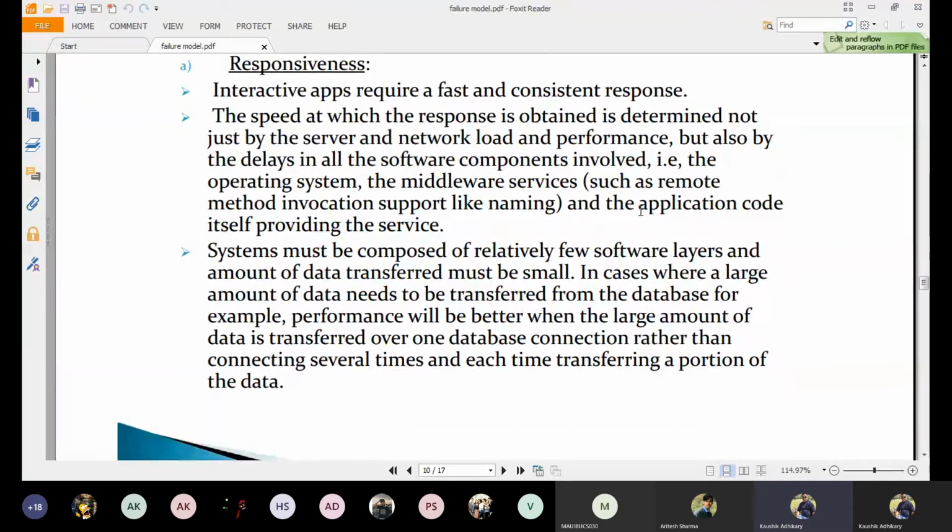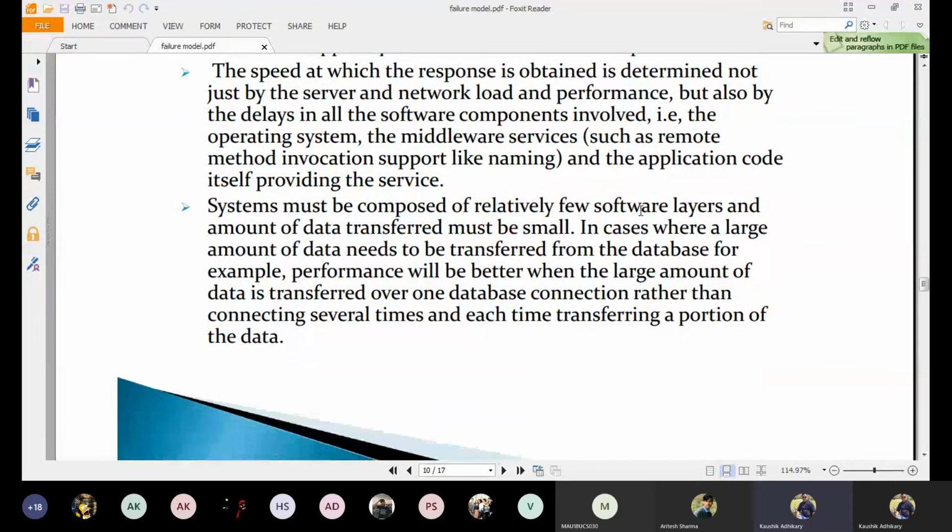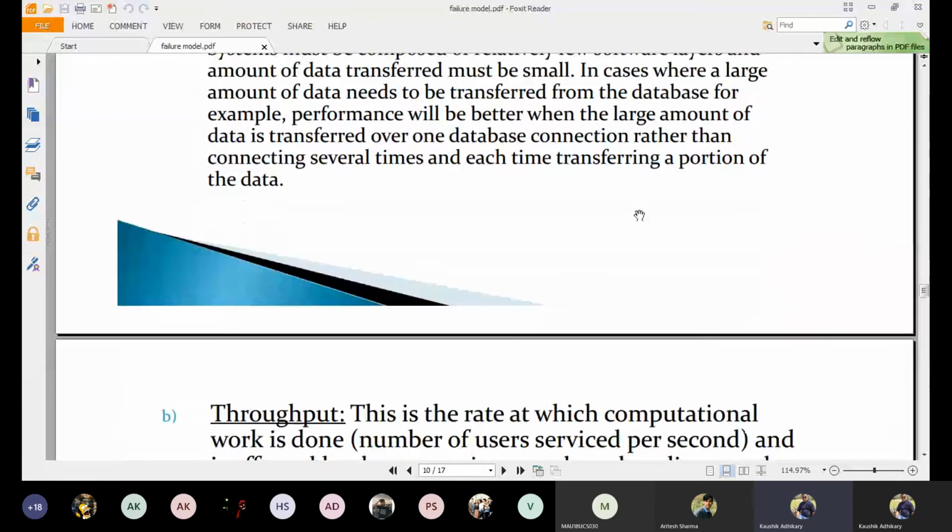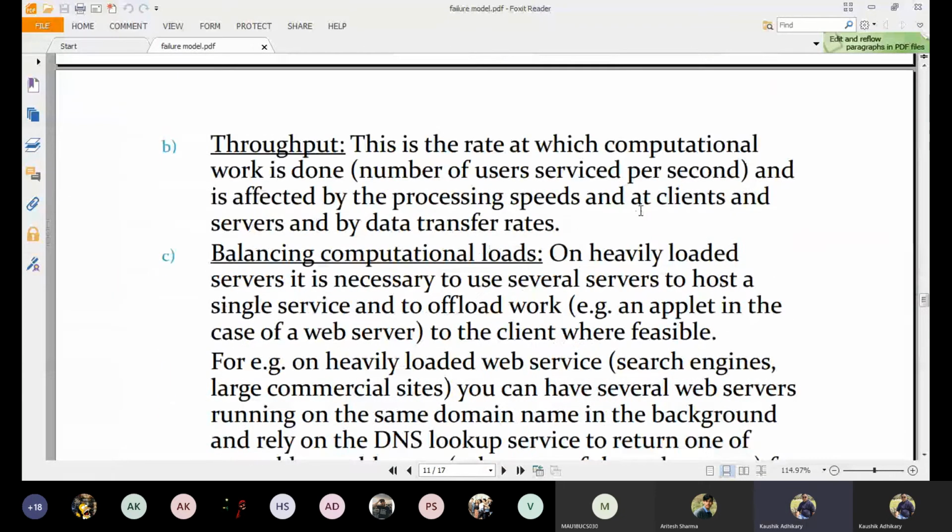Okay, so we need a dedicated database connection so that we can get better performance when transferring a large amount of data. Next is the throughput. Throughput means the amount of services that can be processed by a receiver by the number of requests being sent. So this is the rate at which the computational work is done.